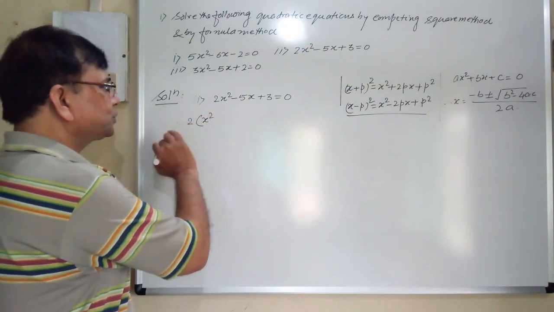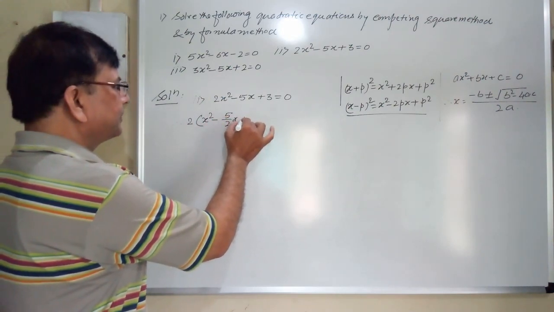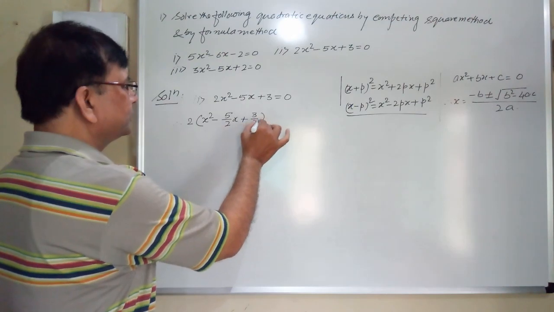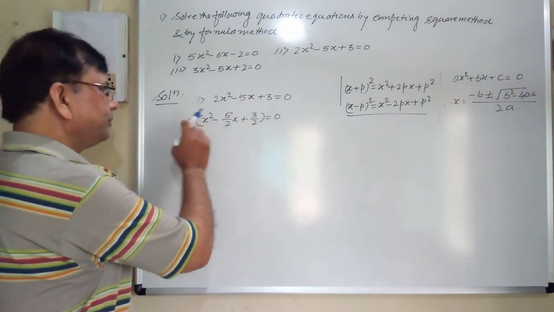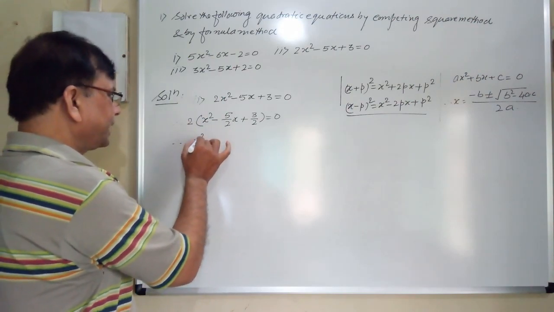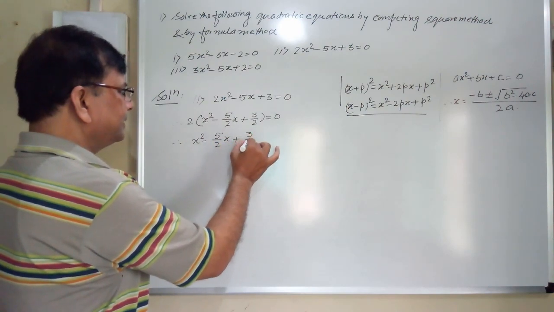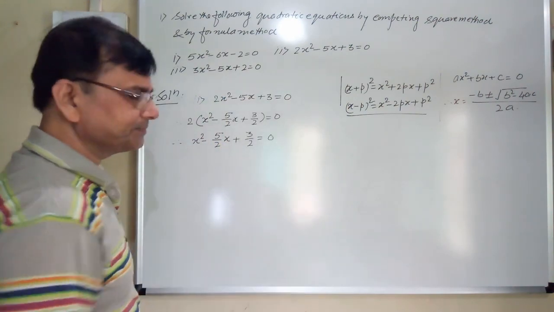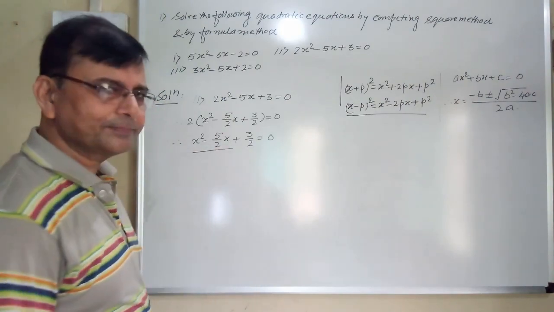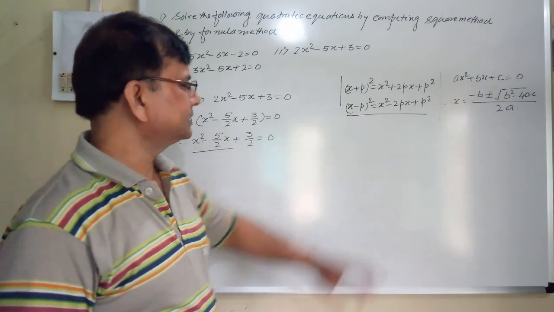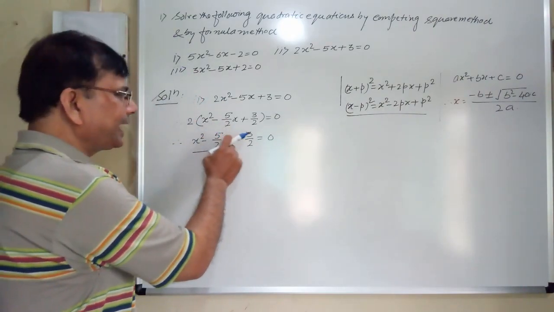So you will get x square minus 5 by 2x plus 3 by 2, that is equal to 0. Because 2 is not equal to 0, this is equal to 0. So x square minus 5 by 2x plus 3 by 2 is equal to 0. This is to be made a perfect square. So 2 in multiplication has to be there with the x term.